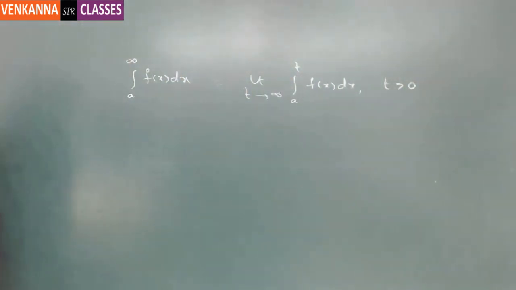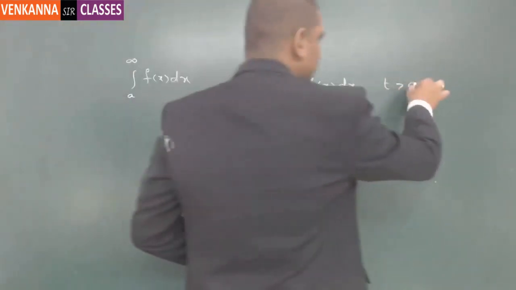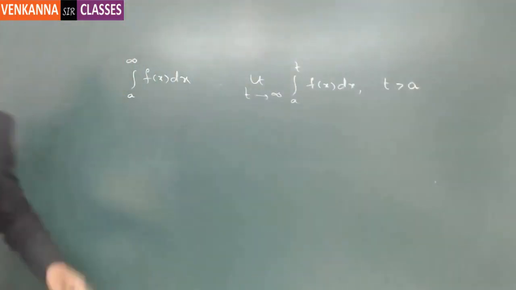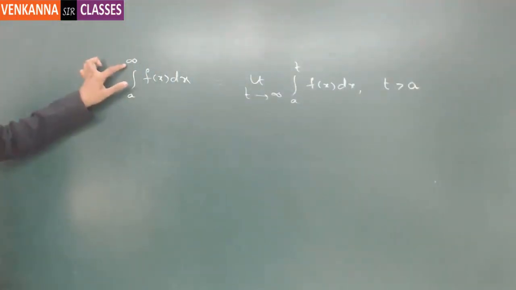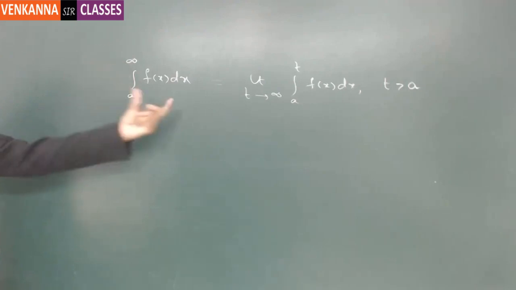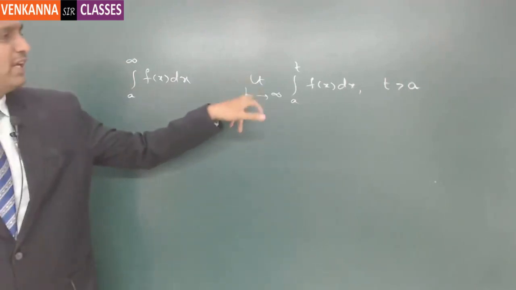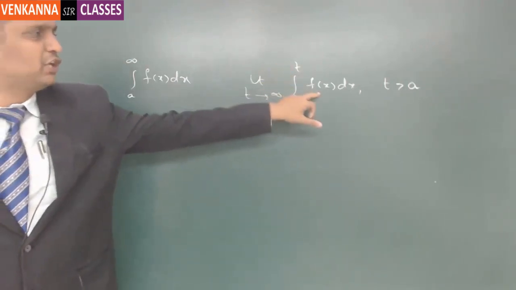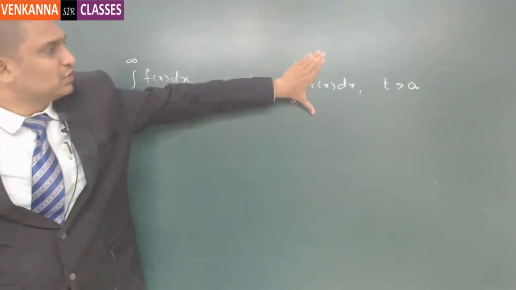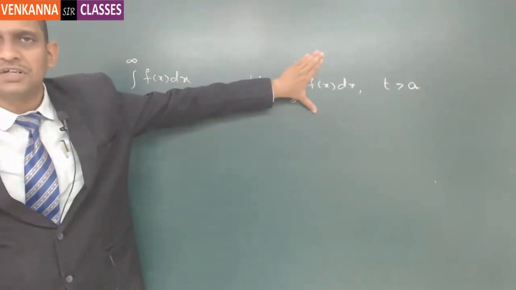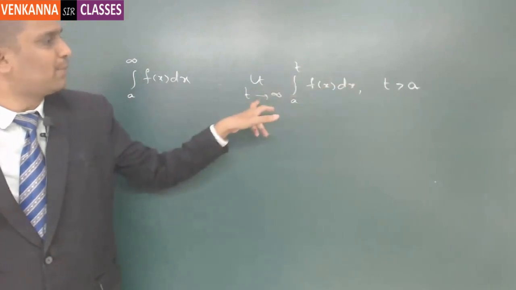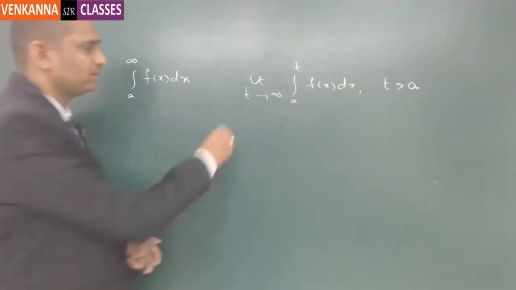So where t is greater than a, let me see. If the upper limit is infinity, you will write this integral as limit t tends to infinity integral a to t f of x dx. So evaluate this integral first. For the result, apply limit t tends to infinity.